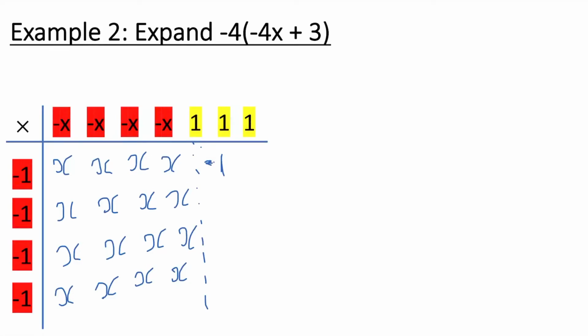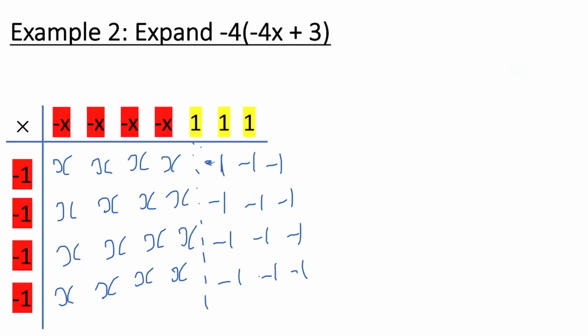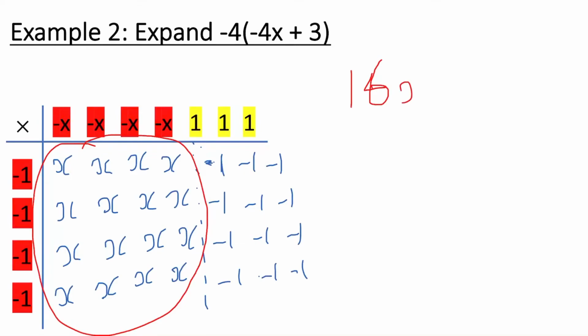So we still have -1 times 1. So we are going to fill that out. So now we have our table filled out. We are going to do the exact same thing where we collect our like terms. We're going to start off with the x's first. So adding all of that up, that's 4, 8, 12, 16. So we will have the first term as 16x.